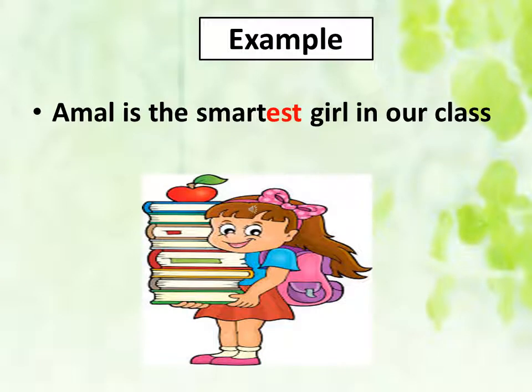Okay, let's see an example of rule number 1. Amal is the smartest girl in our class. So Amal is the smartest, the smartest girl in the class. So what do we add? We add est to the adjective.